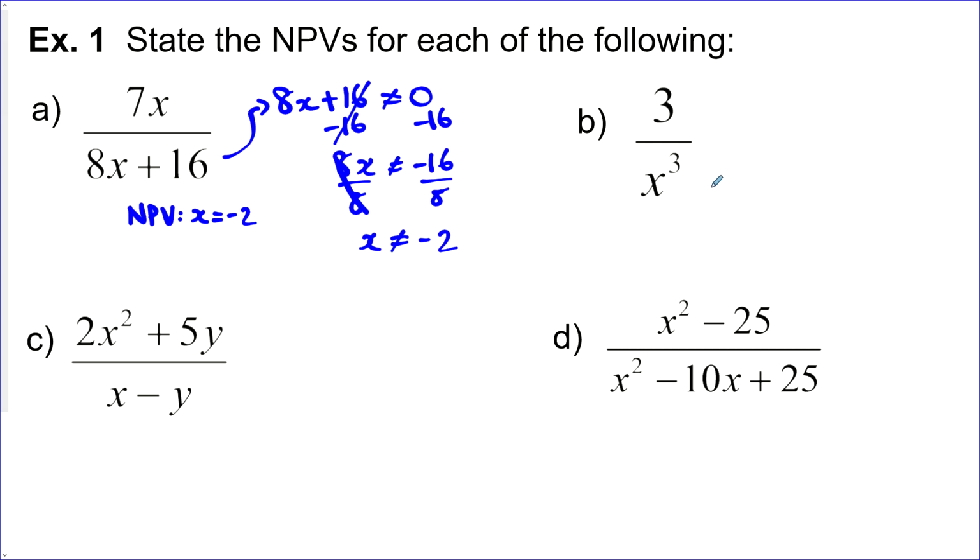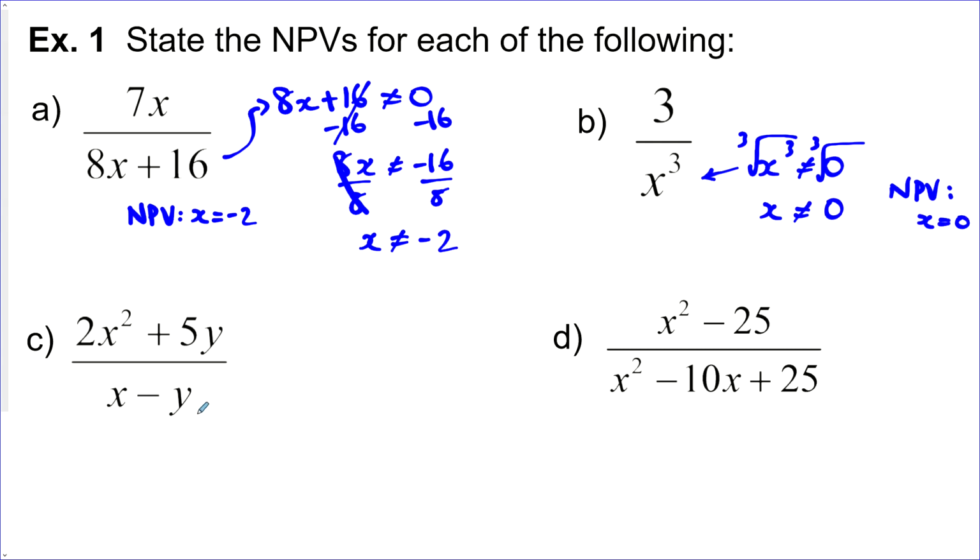Our next one, x cubed. X cubed cannot equal 0. We could take the cube root of both sides to cancel the cube. Might not be necessary if you could just do some mental math. But x cannot equal 0. So our non-permissible value, if we were listing them off, would be 0.